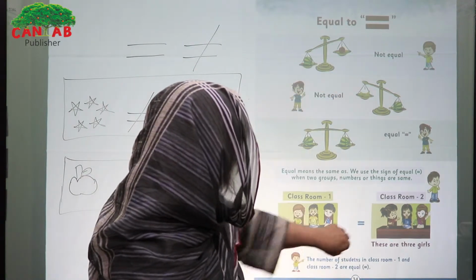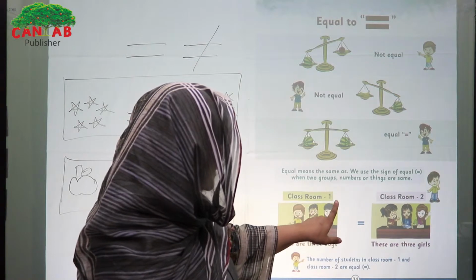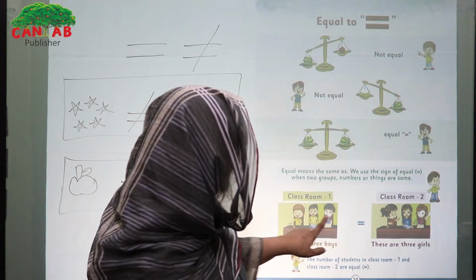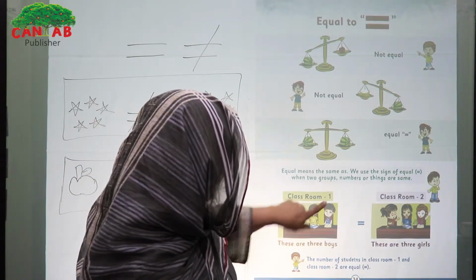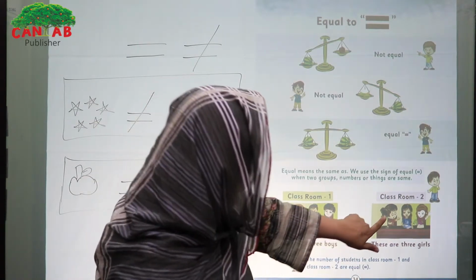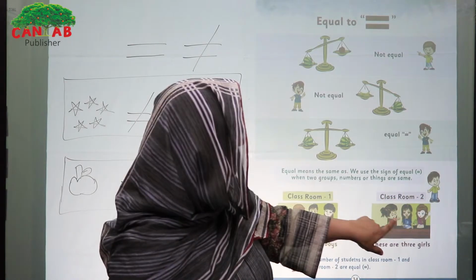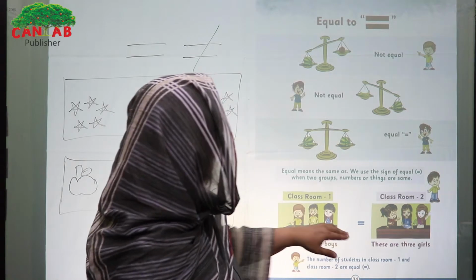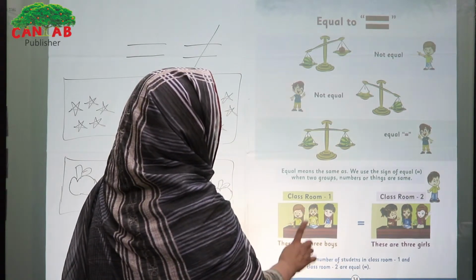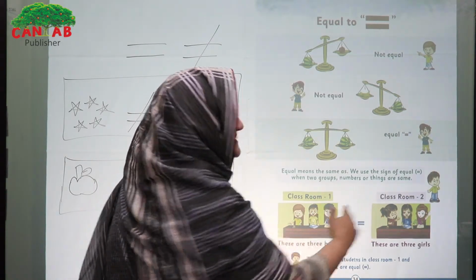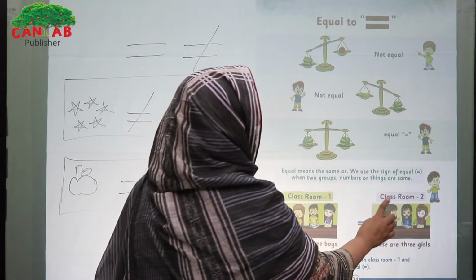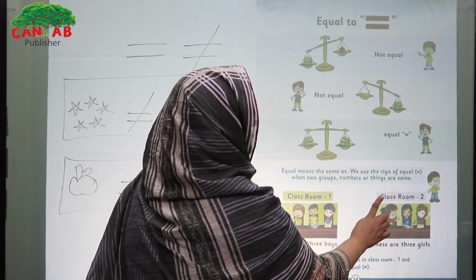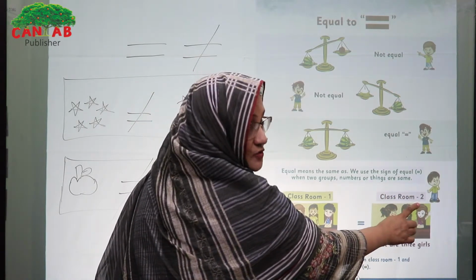Now look at this picture. In this classroom number 1, what are there? 1, 2, 3 students. There are 3 boys. And look at here in class number 2. 1, 2, 3. There are 3 girls. It means that the number of students in classroom 1 is equal to the number of students in classroom 2.